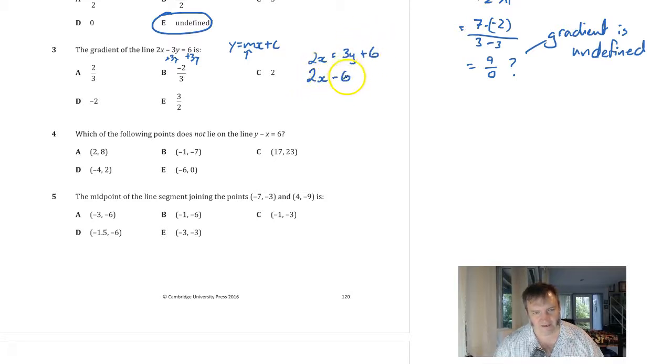So 2x take 6 equals 3y. And finally, opposite of multiplying by 3 is to divide by 3. So everything on the left-hand side gets divided by 3. And if I go 6 divided by 3, that's 2. The gradient is the coefficient of x, the number in front of x. Now, it's not just 2, because it's 2 being divided by 3, it's actually 2/3. So the gradient of that line is 2/3.